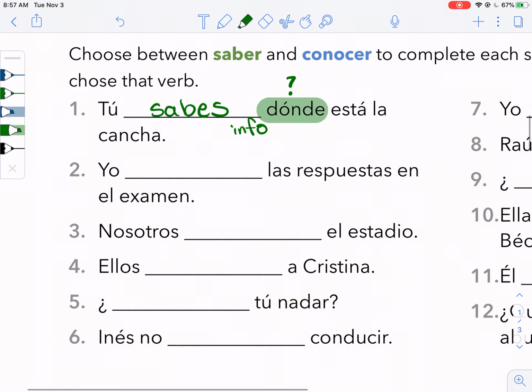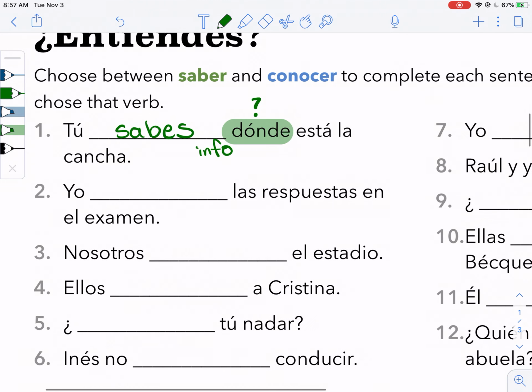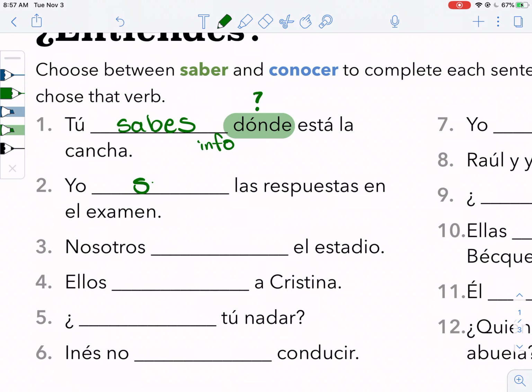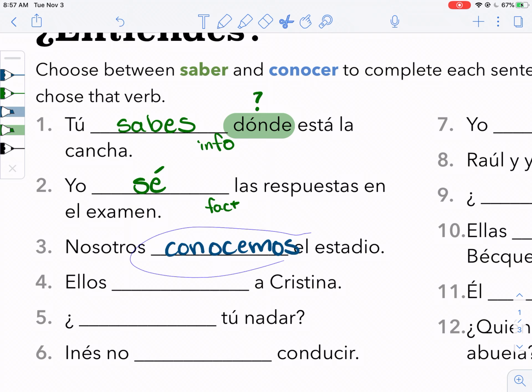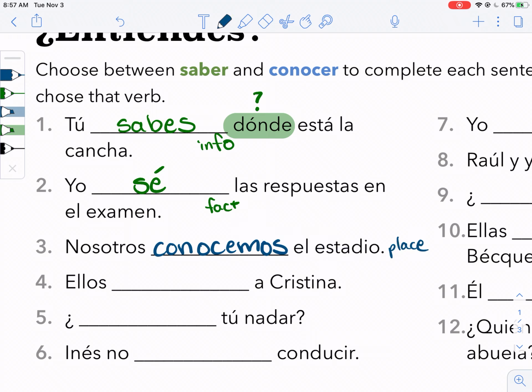Okay? Next. Yo sé las respuestas en el examen. I know the answers in my head. This is, I guess, fact, maybe info. This is something you know in your head. Nosotros conocemos el estadio. We are familiar with the stadium. It's a place that we've been to, so we know it well. This is a place. Ellos conocen a Cristina. She is a person.